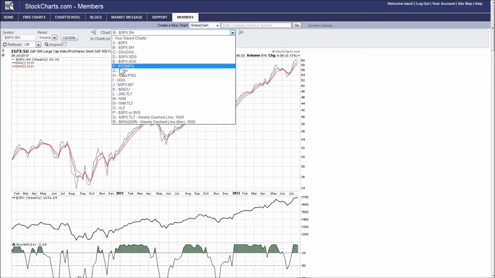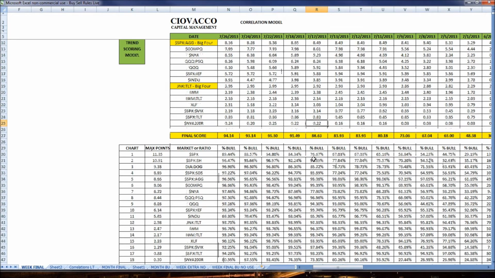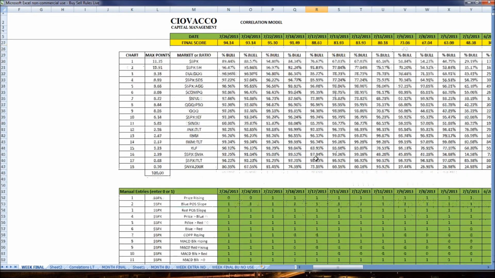The model does that for us. This is the master spreadsheet for the weekly correlation model that feeds into the master market model. Here are the list of charts that we just looked at, including the CCM Big Four that we review every week here to get a broad brushstroke of what things look like.